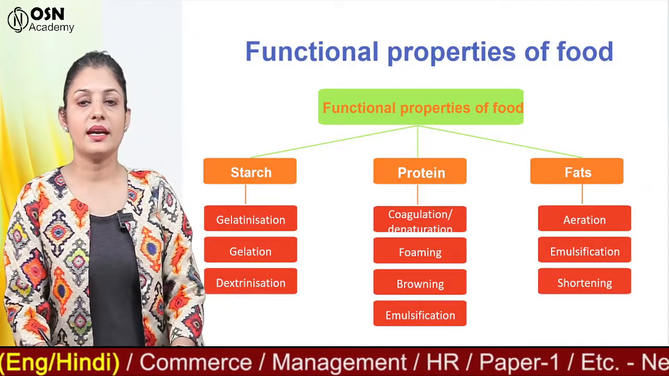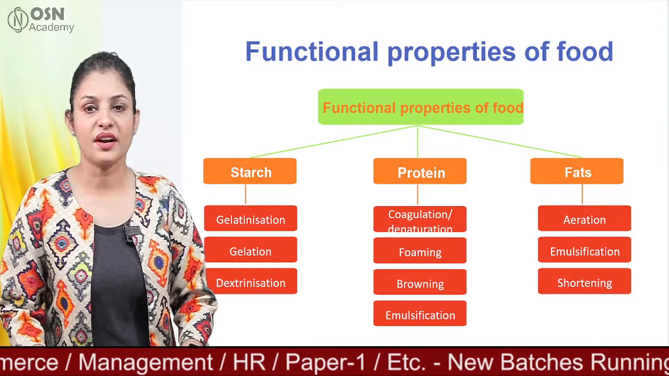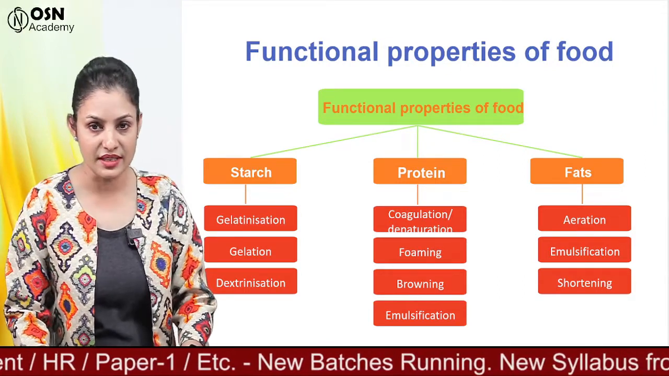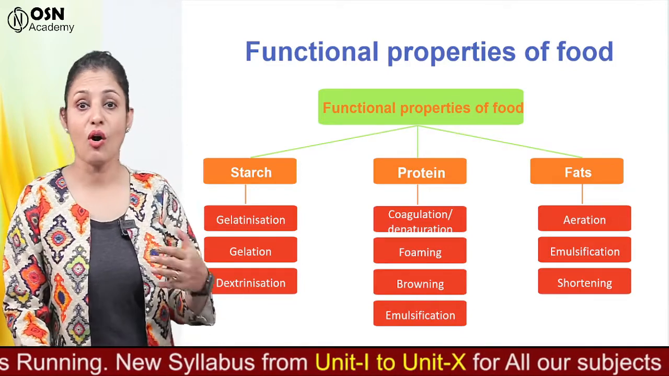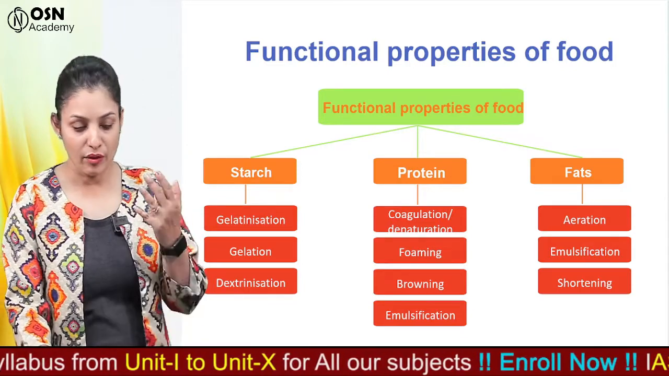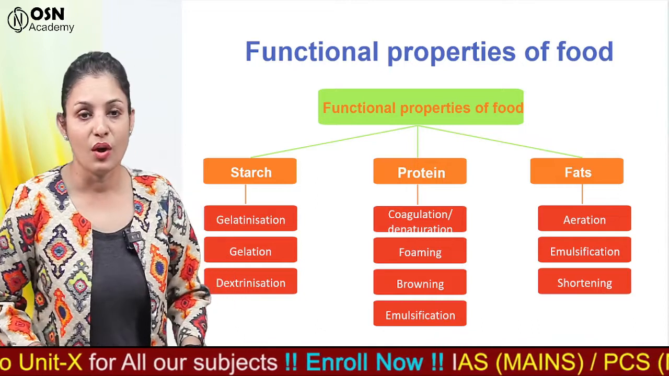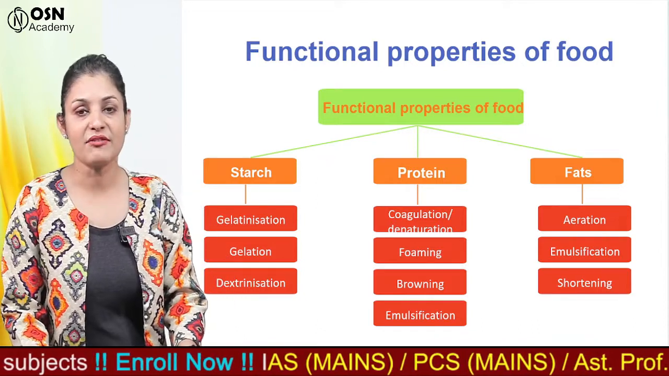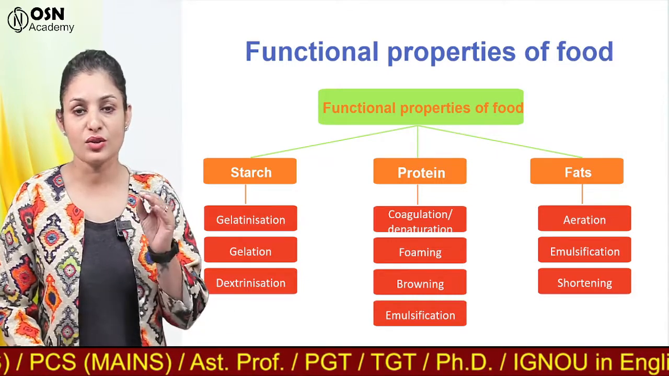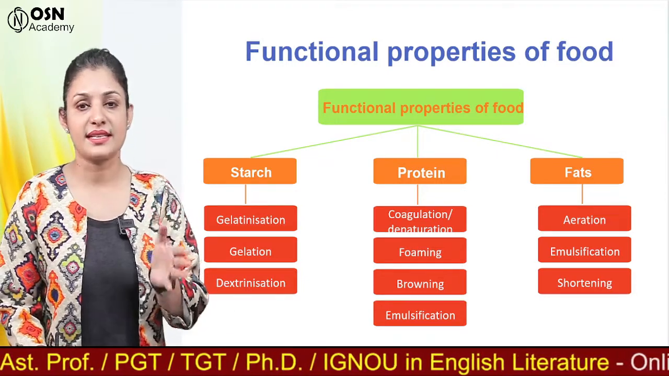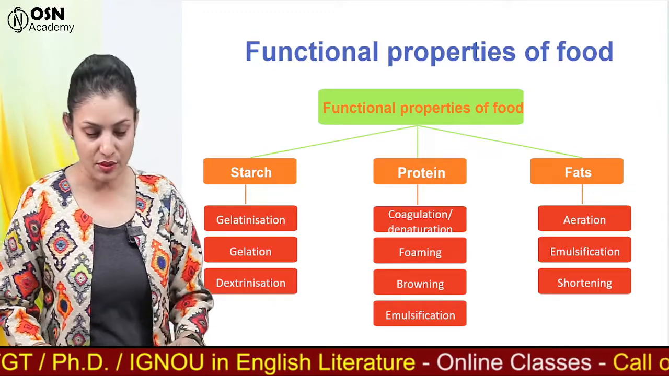Now, in general, the functional properties of the food can be divided according to the component of the food, like starch, protein or fat. Now, when we talk about starch, what are the chemical properties? In fact, functional properties and chemical properties are the same thing, so don't get confused. We are talking about the chemical properties.